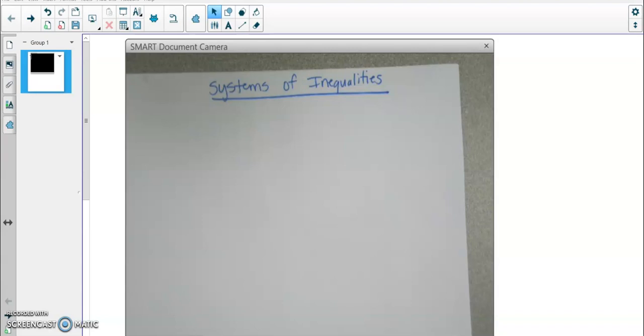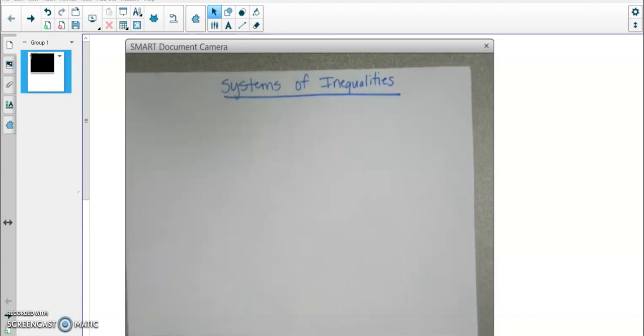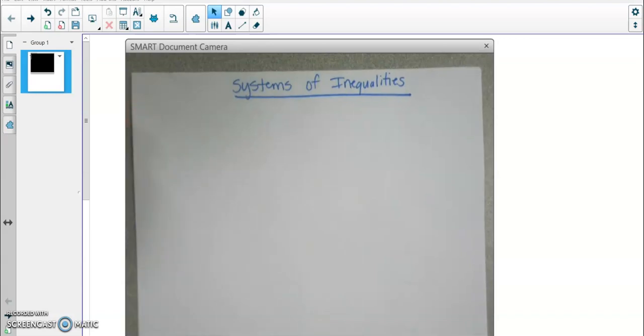Today we're going over systems of inequalities. This is one of those topics, like systems of nonlinear equations, that we do in Desmos, but there were a couple of things I wanted to go over first. So if you want to get some paper out, just to write these down really quick, and then I will show you how it works in Desmos.